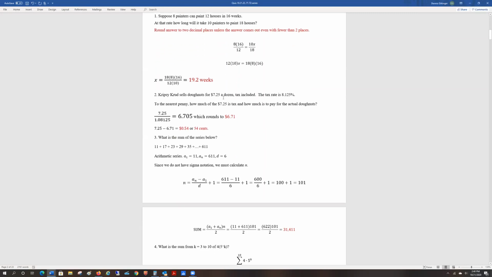All right, $7.25 a dozen. Sales tax is 8.125. So the tax is included in here. You do not multiply 7.25 by 0.08 or anything else. You divide 7.25 because the unknown price before tax is what is multiplied by 0.08125. And we don't know that.